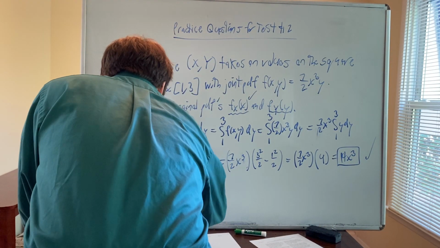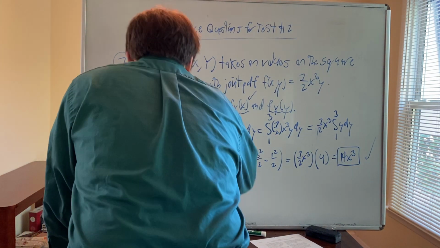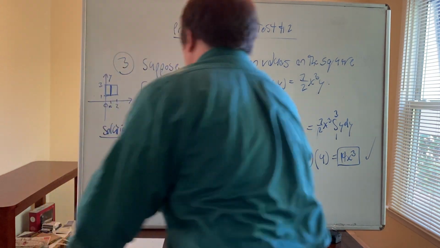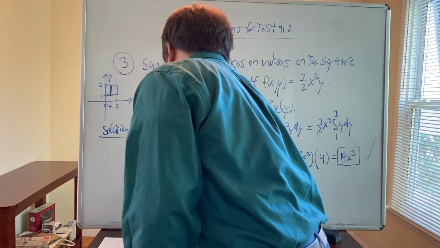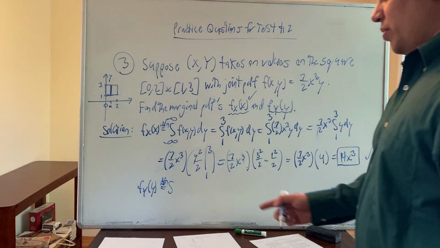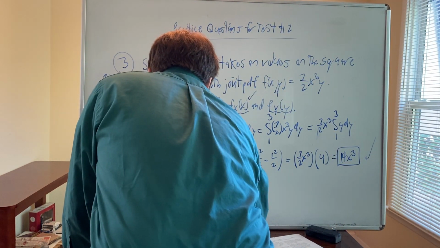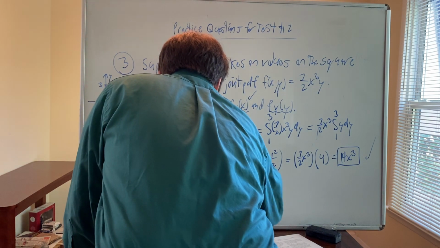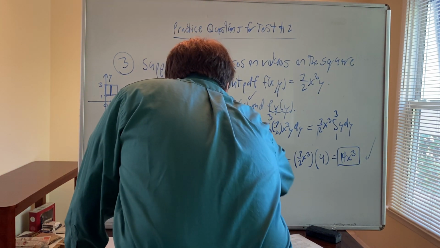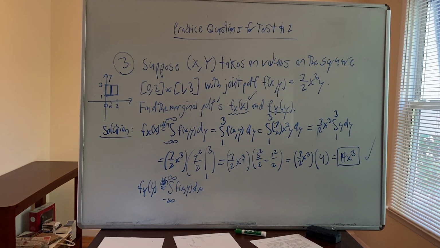So f sub capital Y of y is equal to the integral, before this was from the definition. This is also from the definition. And keep in mind, x and y are continuous random variables, which is why it's an integral. This is the integral from negative infinity to infinity of f of x comma y dx. And so with respect to x.